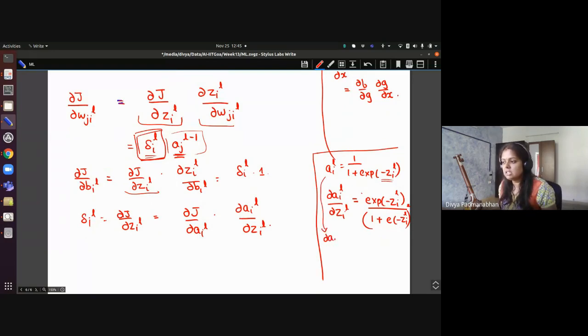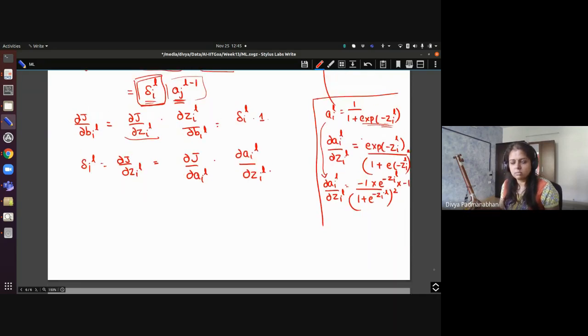The derivative would be like this: you first take the overall derivative of this function, which is minus 1 by (1 plus e power minus z^l) square. Then you take the derivative with respect to this part, e power minus z^l, which is e power minus z^l into minus 1. I think you would all be familiar with this kind of calculus. So that's how you get this, e power minus z^l.